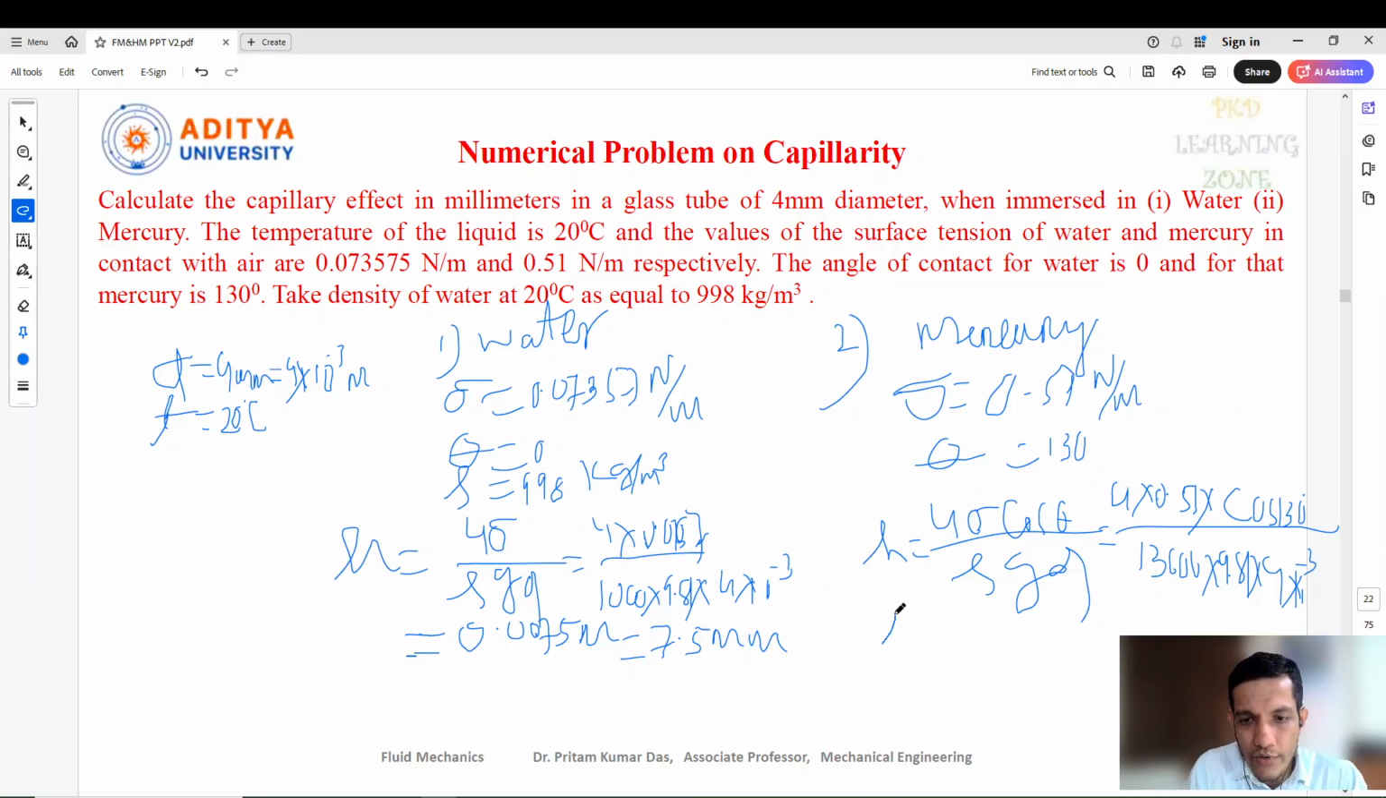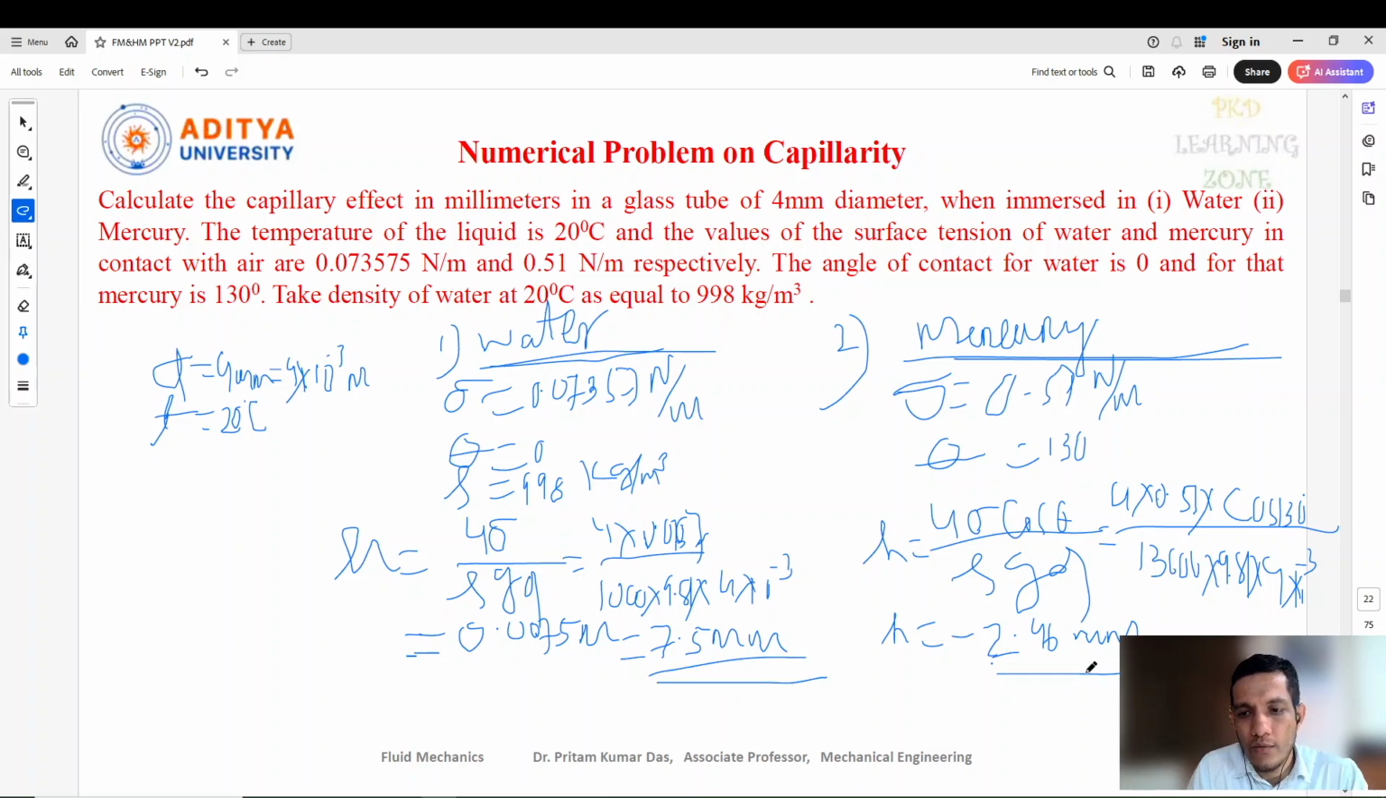Similarly, h for this, by solving this one, we'll get some value near about h equal to some minus value. That minus value will come near about 2.46 millimeter. Okay, so what we can see for mercury case, there is a depression. There is a capillary fall, and for water case we can see there is a capillary rise.